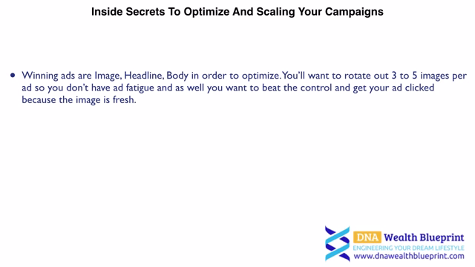And as well, you want to be able to beat the control to get your ad clicked because the image is fresh. So what that basically means is when you set up your campaigns, inside of each campaign, you should have no more than 1 ad. If you're going to have 2 ads, then you're going to have to up your budget just probably a few cents above whatever the suggested bid is. And that might be 10 to 15 cents just so you start to get some traffic.